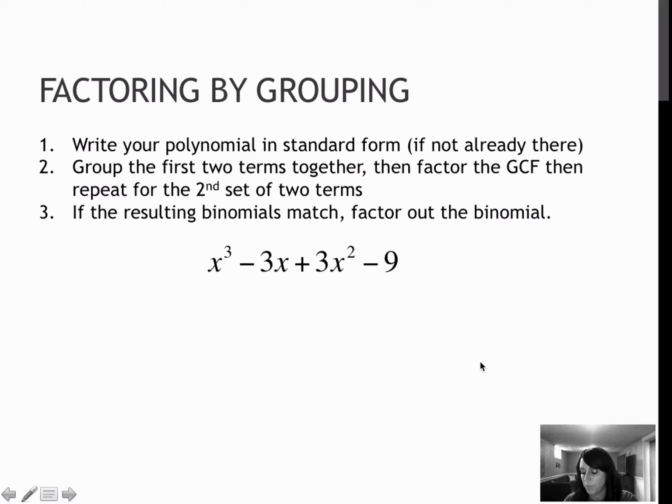Let's try another. This one, I am going to change into standard form, so really I'm just going to flip-flop these two. I'm going to write this as x cubed and then plus 3x squared and then minus 3x and minus 9. So that first step was to write it in standard form if it's not already there.